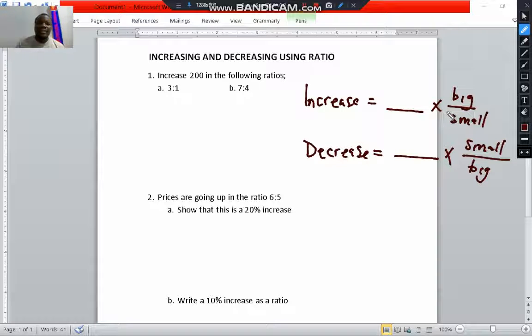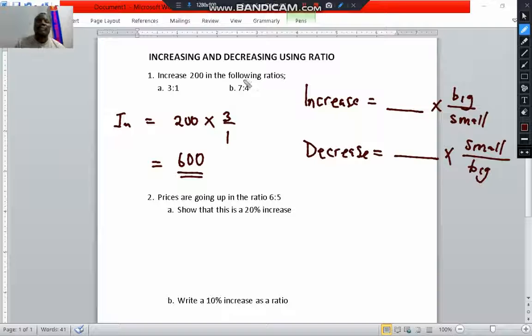So let's look at the question. The question says increase 200 in the following ratios. We've been given the ratio, which is 3:1. Because we've been asked to increase, the quantity that we've got, 200, times big over small. The big ratio is 3 and the small ratio is 1. So to increase 200 in the ratio 3:1, it's the same as 200 times 3 divided by 1. If you do that, you'd find that the answer is 600.